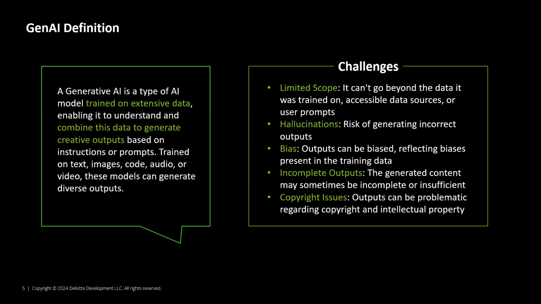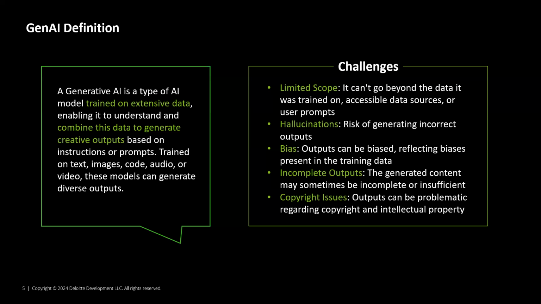On the one side, it's not like Gen AI knows everything. It's limited to its scope, so it can't go beyond the data it was trained on. It is highly reliant on the data sources it was trained on, which underlie the processing.